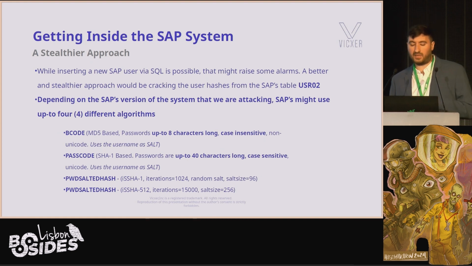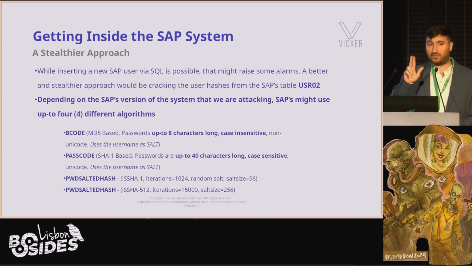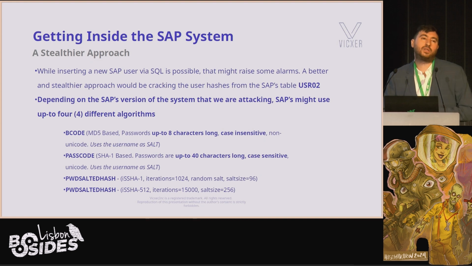Here comes the funny part. Depending on the version of your SAP system, you might have up to 3 different hashes for the same user and using up to 4 algorithms. It's a little bit complex. Long story short, it is for downwards compatibility. Older SAP systems, they only know how to create older hashes. Newer SAP systems will be able to create and support all of them.